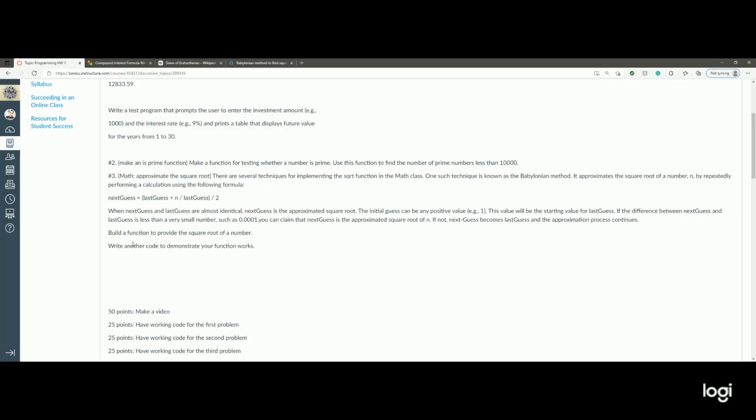The initial guess can be positive, value 1. This value will be the starting value for last guess. If the difference between next guess and last guess is less than a very small number, such as 0.001 or 0.0001, you can claim the next guess is the approximated square root of n. If not, next guess becomes last guess, and the approximation process continues. So, I had a little bit of trouble. I first looked up the Babylonian method, which I referenced over here.